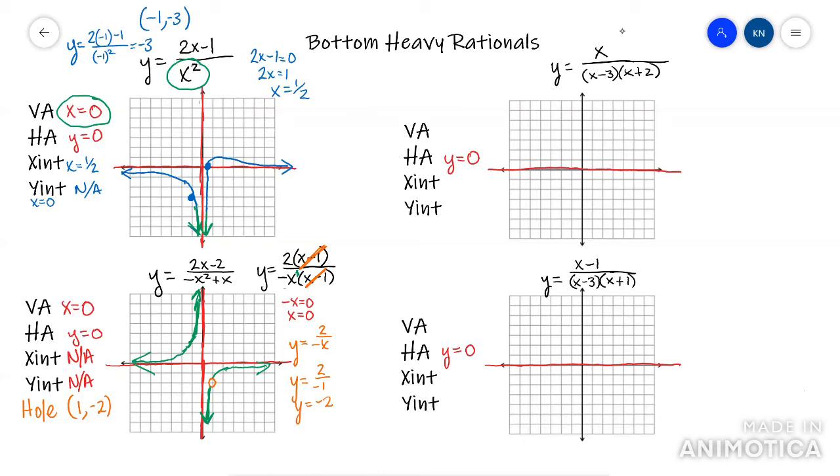Okay, moving right along. Look at the third one here. Go through this checklist, find your VAs. So you get your vertical asymptotes by setting each factor on bottom equal to 0 when solving. So this one is going to be at 3 and -2 because nothing canceled. So I've got a vertical asymptote at x equals 3 and at x equals -2. That's here at -2, and that's here at 3.